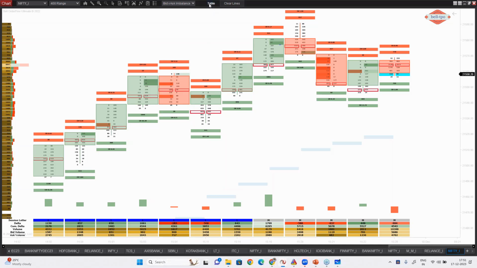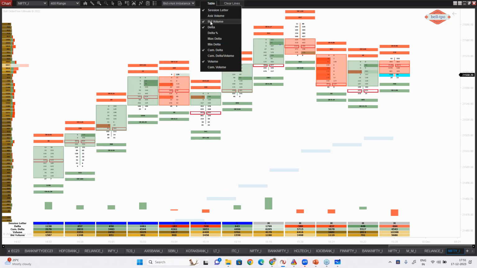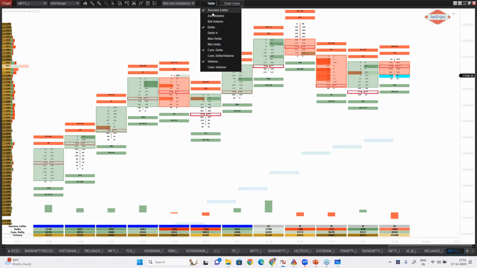All right, so I can also add or remove blocks from the table. So I'm just going to simply remove this. Typically, I use only four things. One is the session letter, which is the market profile session letter, to understand what letter is running, right? You know, market profile letters run from letter A to letter M. Every half an hour a letter gets generated. So the last letter will be letter M for the day, and that only runs for 15 minutes. The rest of the time, each and every letter is generated once every half an hour.